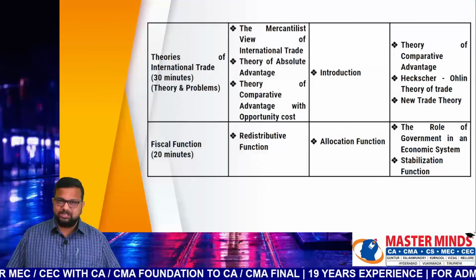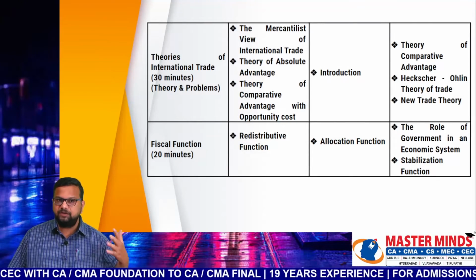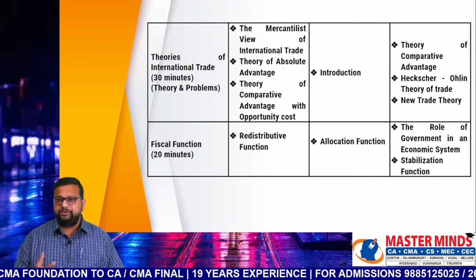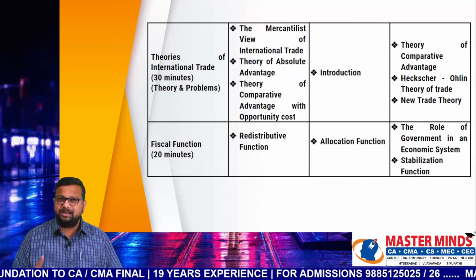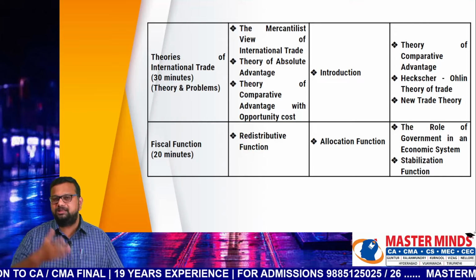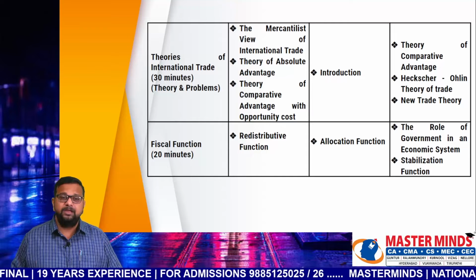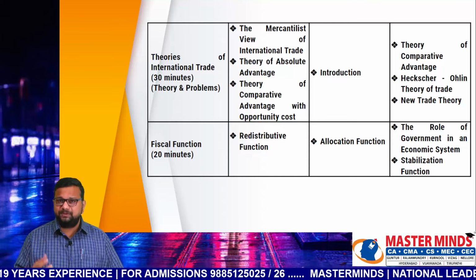Okay. Next, the last two chapters that are left now. Theories of international trade. 30 minutes is enough for this chapter. Generally, students find it a bit difficult to revise this chapter, and moreover, as the weightage is very less, we have kept it for the last because this chapter consists of all the theories related to international trade. It consists of both theory as well as a few problems.